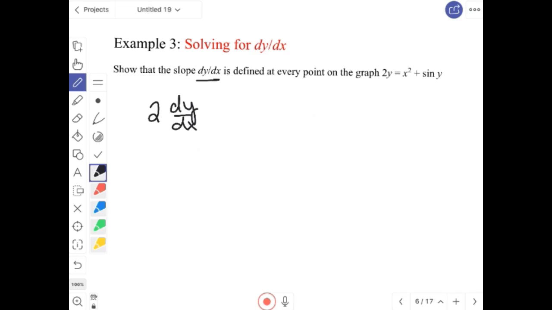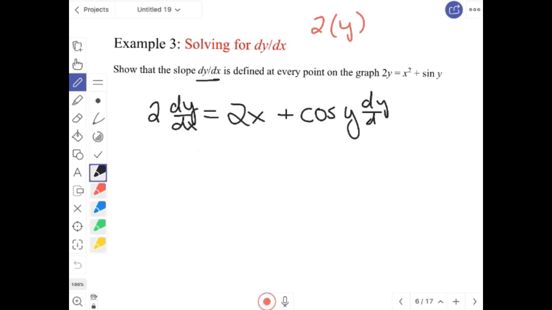Even though it's just simply a y, I'm going to make a little note up here: this is going to be like the composition of functions. So take the derivative so that we have 2, and then it's the derivative of the inside. That's why we get 2 dy/dx is equal to the derivative of x squared, which is 2x, plus cosine of y dy/dx.